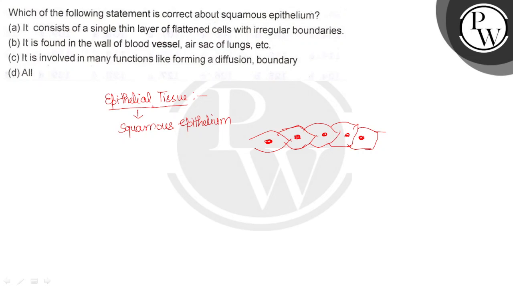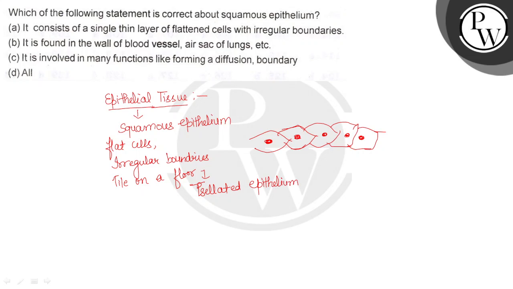So the squamous epithelium is composed of flat cells, and these cells have irregular boundaries, and these boundaries fit together like the tiles on a floor. And due to this, epithelium is also known as the tessellated epithelium or the pavement epithelium. Now the cells rest on a non-cellular membrane, and this membrane is known as the basement membrane. So this one is the basement membrane.